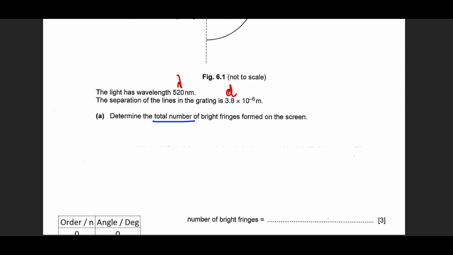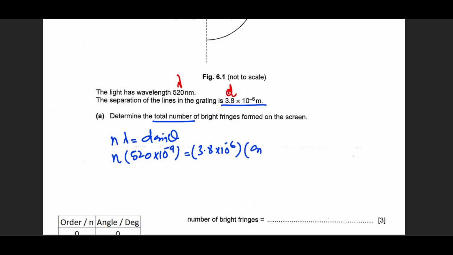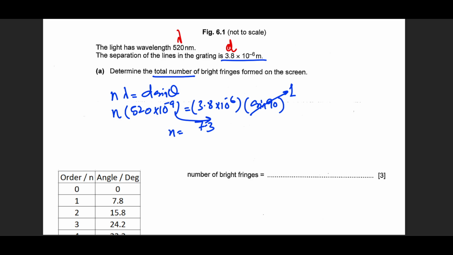So based on this idea, let's write down the formula n lambda equals d sine theta. n is what we want to find out. Lambda is 520 times 10 raised to power minus 9. d is given to us as 3.8 times 10 raised to power minus 6. Sine theta will be taken as sine 90, and we know sine 90 is equal to 1. So basically it's just the division of this number with this one. So n comes out as 7.3. Now we know that it has to be an integer and it has to be rounded down. So n will be equal to 7.